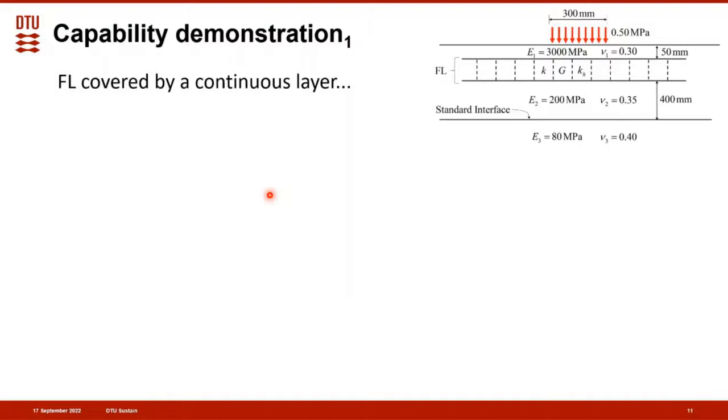Here I'll demonstrate the capability of the new theory. So let's look at the fragmented layer covered by a continuous layer. Here we have a layered system where the fragmented layer is buried 50 millimeters below the surface layer.